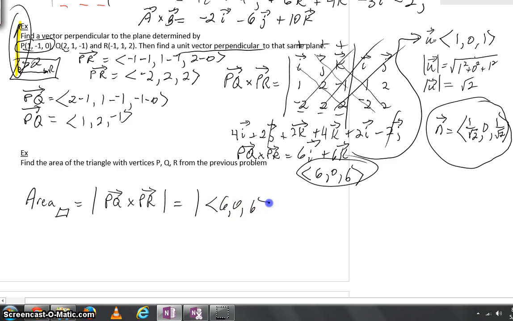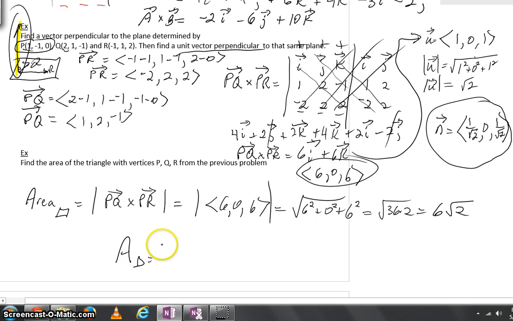Now, we could do the Pythagorean theorem right here and say that's the square root of 6 squared plus 0 squared plus 6 squared. And that's 36 plus 36. 2 36s, that's really 36 times 2. That would become 6 radical 2. And that's the area of your parallelogram. The area of a triangle that's formed there, of course, is going to be half of that parallelogram. So we'd get 1/2 of 6 times radical 2, leaving us with 3 root 2.